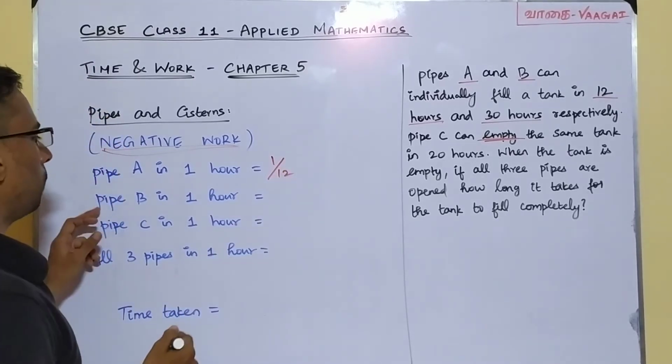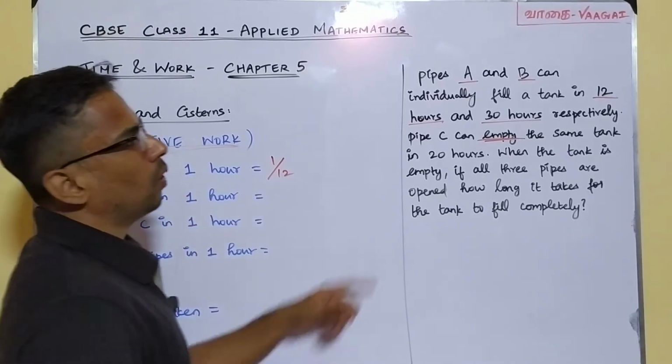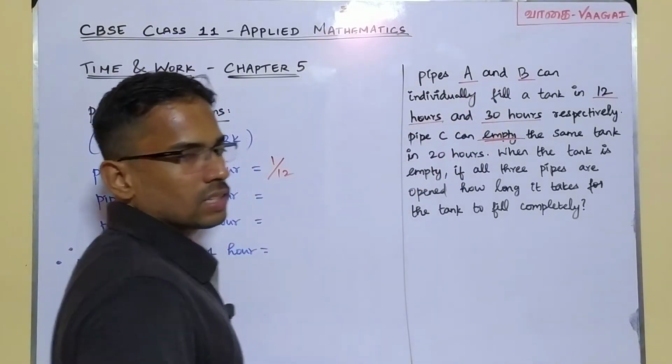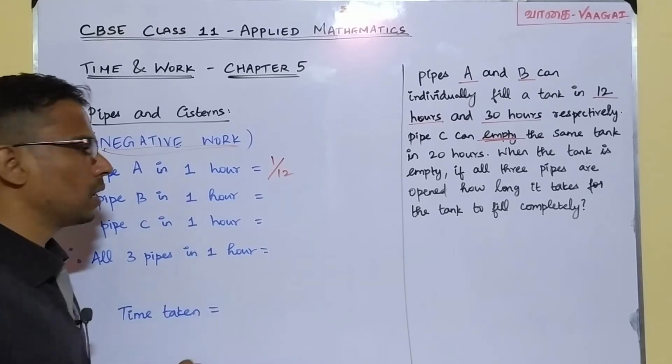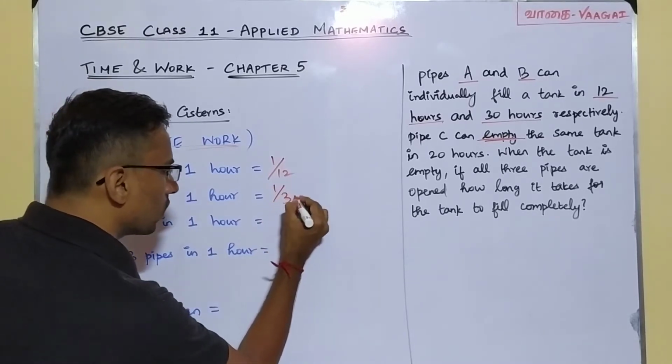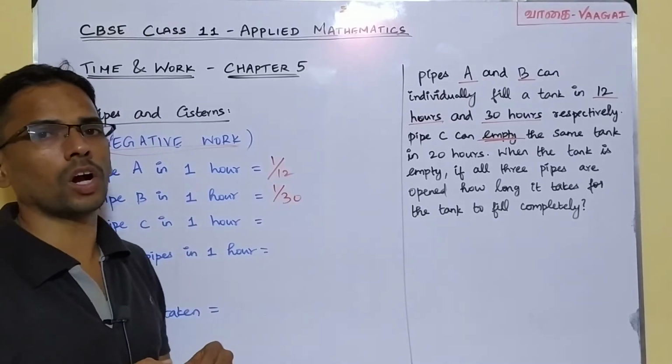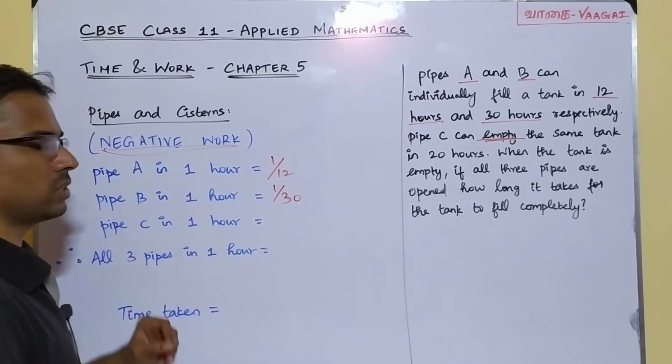Okay, fine. Pipe B in 1 hour. Pipe B can fully fill in 30 hours. In that case, in 1 hour pipe B can fill 1/30 of the tank. This is also over. Now coming to the last pipe, pipe C.